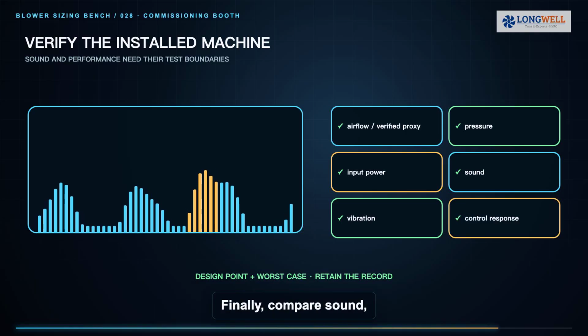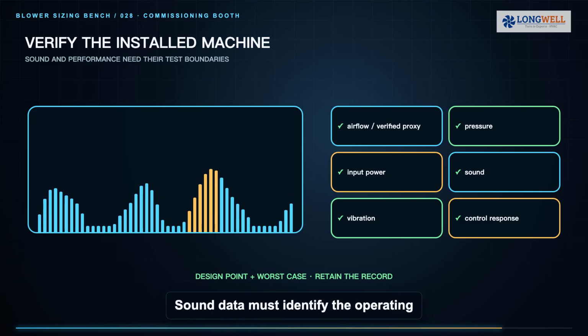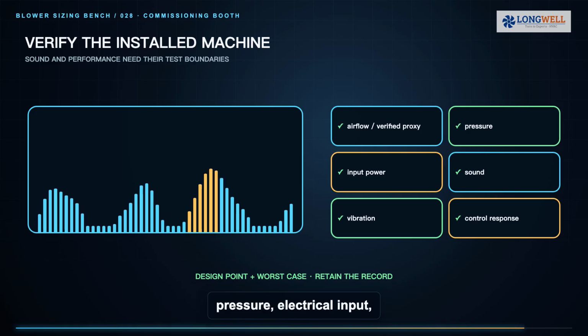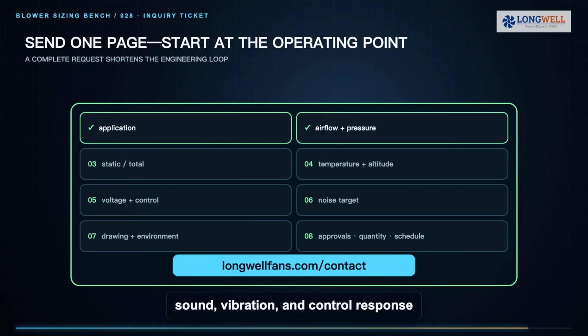Finally, compare sound, not just airflow. Sound data must identify the operating point, measured quantity, test setup, and distance or room condition. Then commission the installed system, measure airflow or a validated proxy, pressure, electrical input, sound, vibration, and control response at design and worst-case conditions.